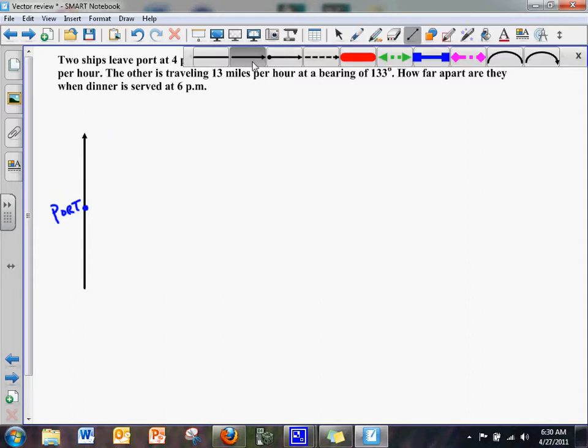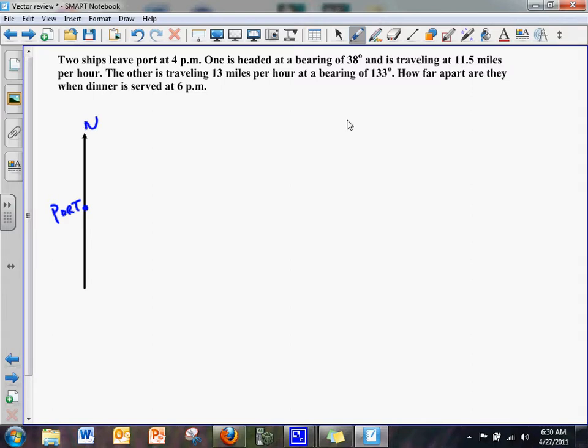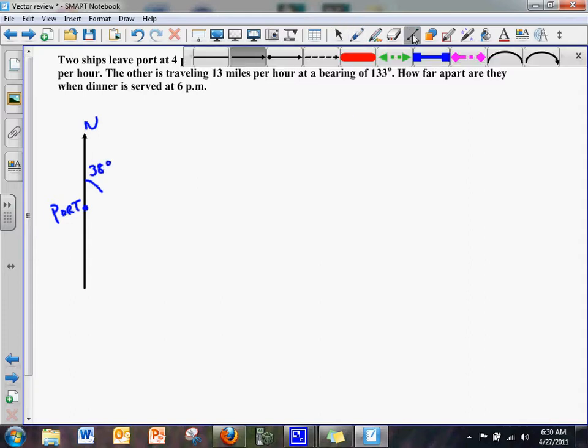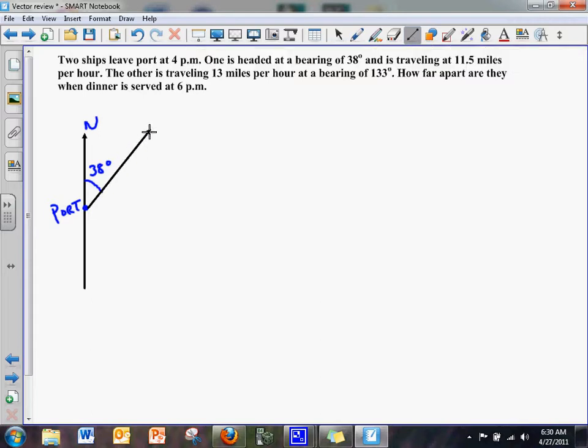The first one travels at a bearing of 38 degrees. I drew that line because that's north. A bearing of 38 degrees clockwise from north. We should be pretty familiar with that right now. So the first boat travels in that direction at 11.5 miles per hour. In a sense, that's its vector. We'll go with that.